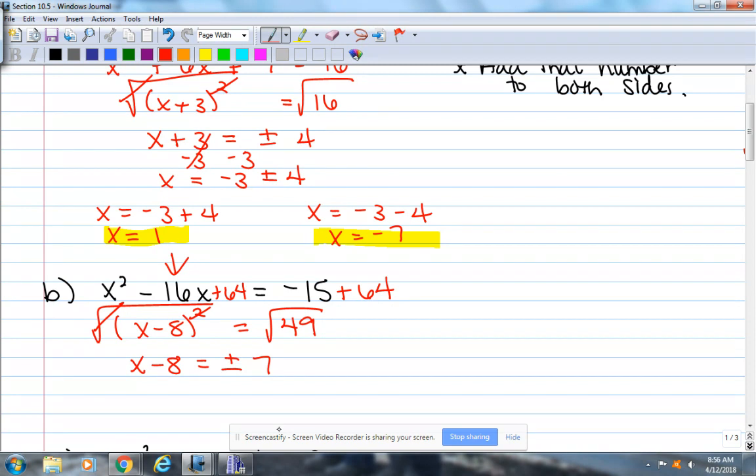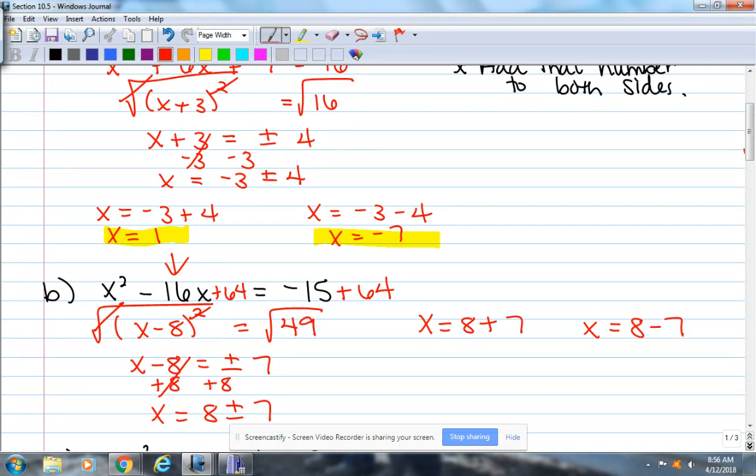Then how do we get rid of the 8? Add 8 to both sides. So x equals 8 plus and minus 7. I'm going to come over here so I have room. So x is going to equal 8 plus 7, and x is going to equal 8 minus 7.